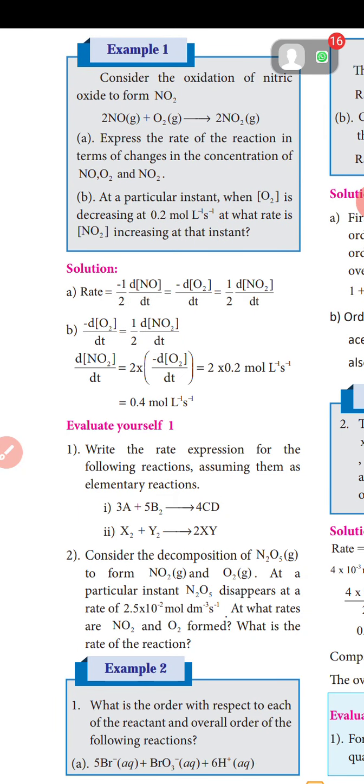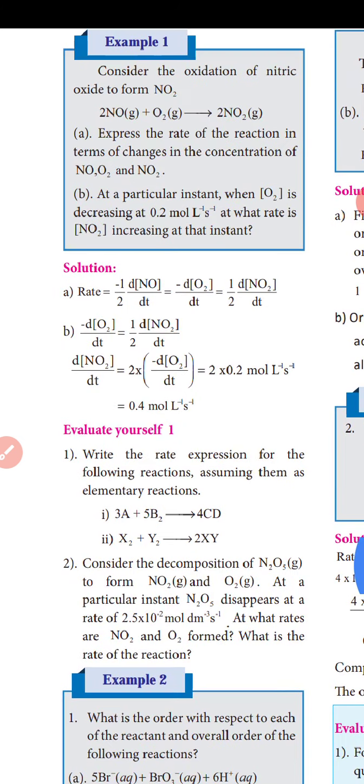Okay, the solution. The rate of the reaction is equal to minus 1 by 2 d[NO]/dt, which is equal to minus d[O2]/dt, which is equal to half d[NO2]/dt. So part (a) is this.